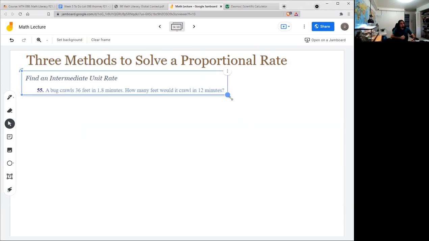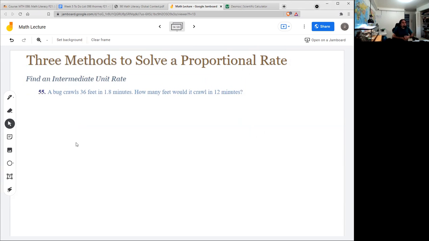Some people, when they were given two situations, and we're calling them proportional because they scale together. If I drive 30 miles in an hour, I can drive 60 miles in 2 hours, things like that. Some people love to find unit rates. So my situation is a bug crawls 36 feet in 1.8 minutes. How many feet would it crawl in 12 minutes?